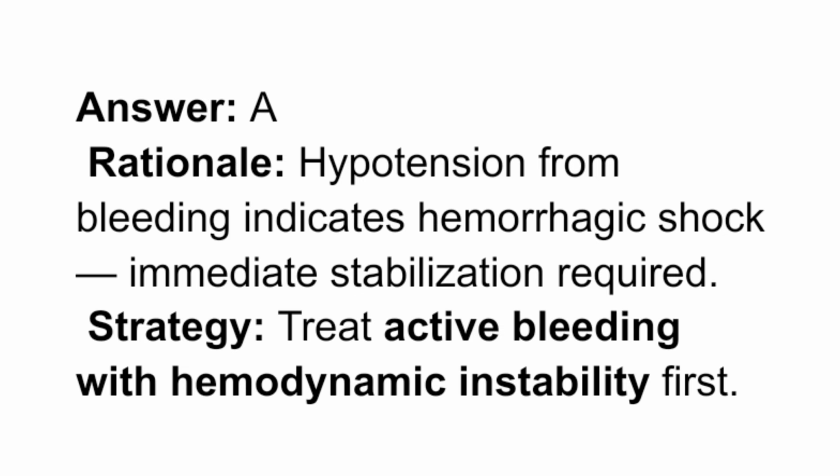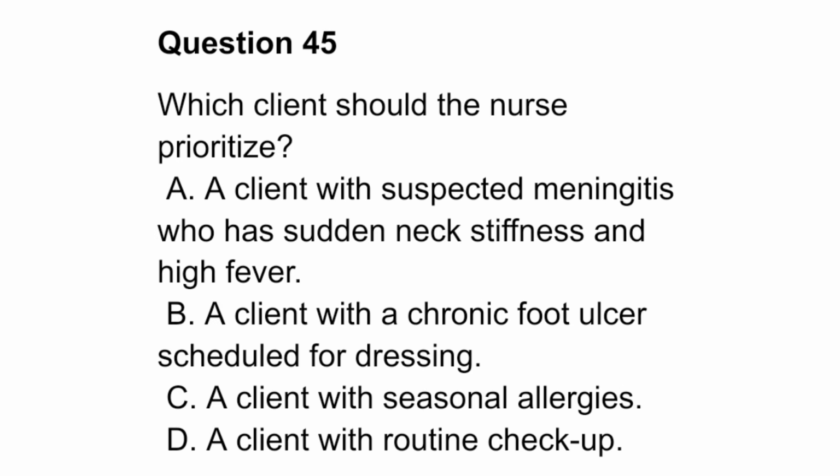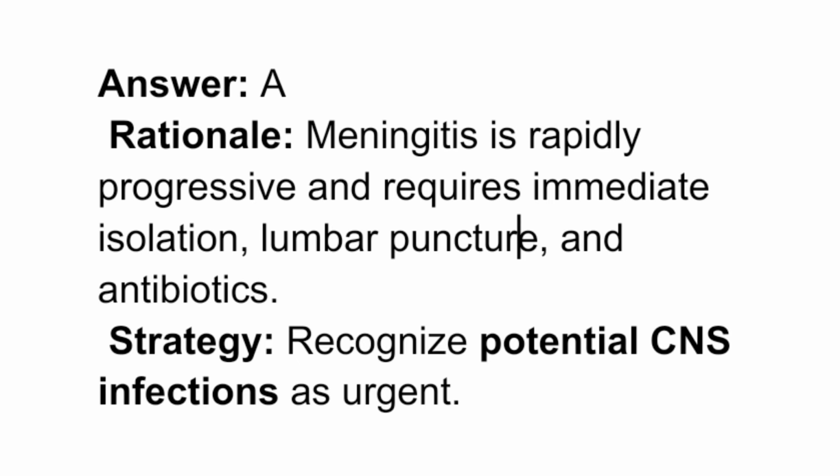Strategy: treat active bleeding with hemodynamic instability first. Question 45. Which client should the nurse prioritize? A. A client with suspected meningitis who has sudden neck stiffness and high fever. B. A client with a chronic foot ulcer scheduled for dressing. C. A client with seasonal allergies. D. A client with routine checkup. Answer: A. Rationale: meningitis is rapidly progressive and requires immediate isolation, lumbar puncture, and antibiotics.